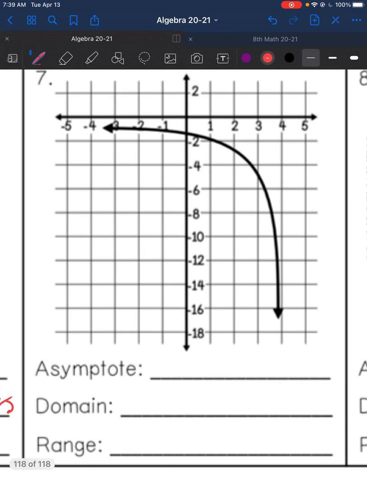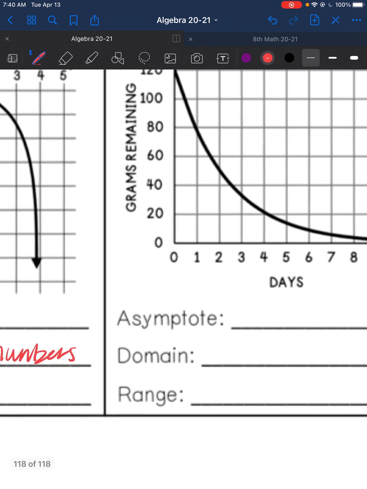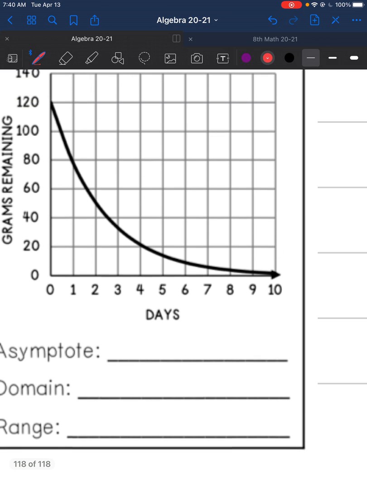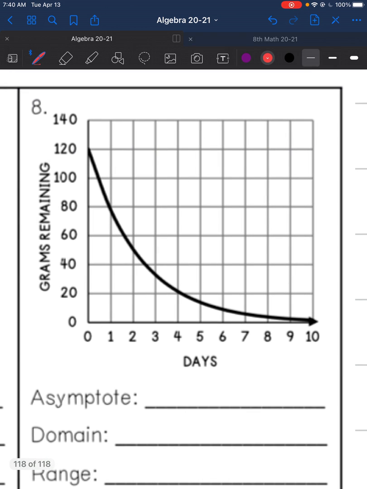Looking at this one, it's also approaching y equals 0 at the top, though. So that means even though that's all real numbers again, it's going to be y is less than 0 because it can't equal 0, and it's not going to get on the other side. Asymptote here. Now we have a real world scenario that confines our domain as well.